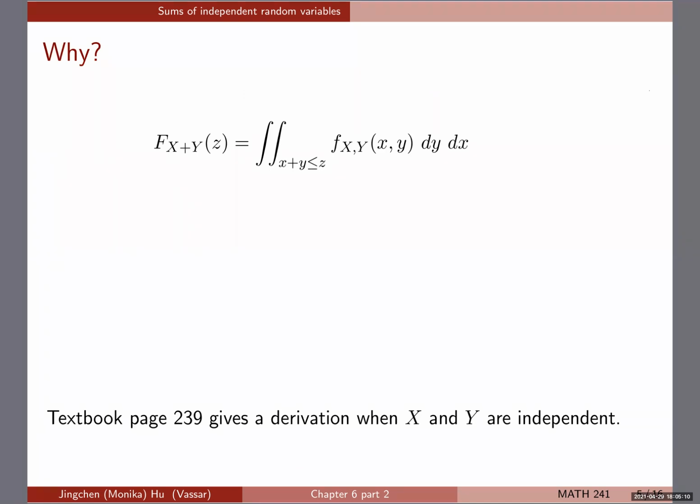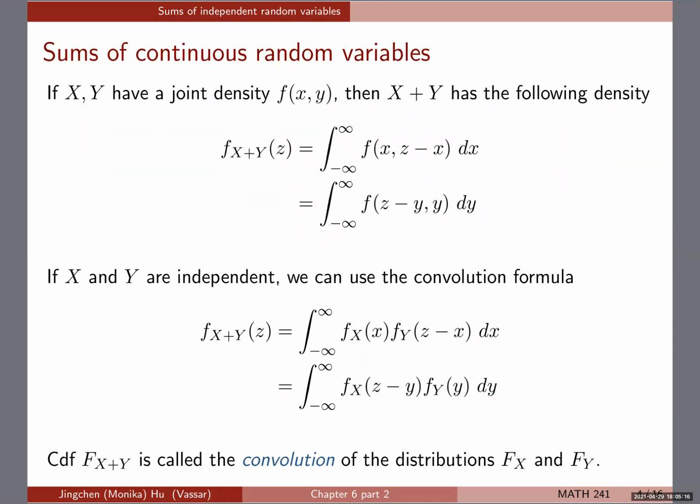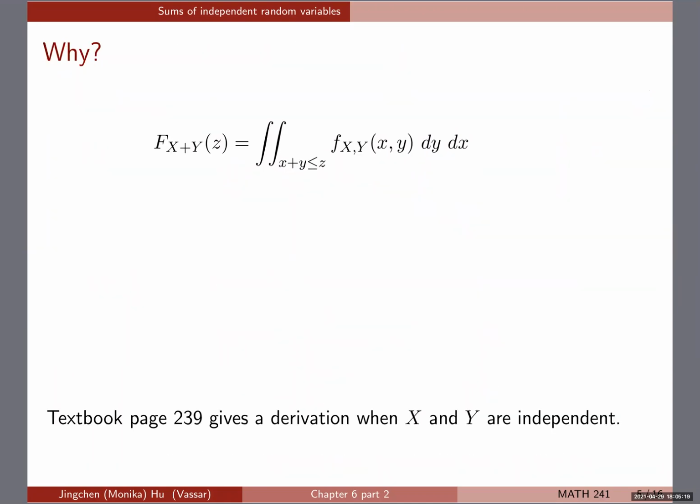We show you the formula, but then let's talk about it to see why the formula that we're showing above is working, okay? The argument that I'm giving here is very generic. We're not assuming x and y are independent, but I want to direct you to textbook page 239. It gives a derivation when x and y are independent, so I highly recommend you check it out.